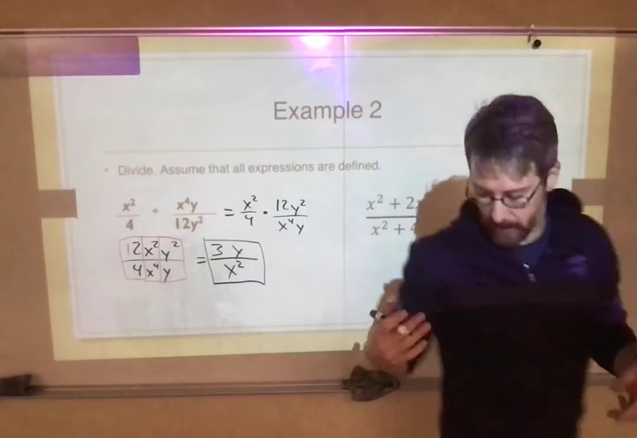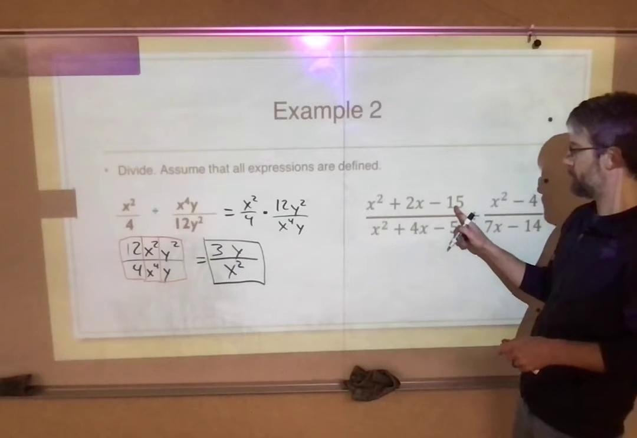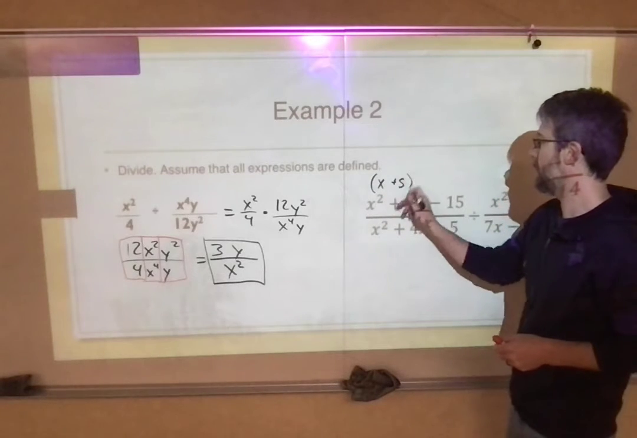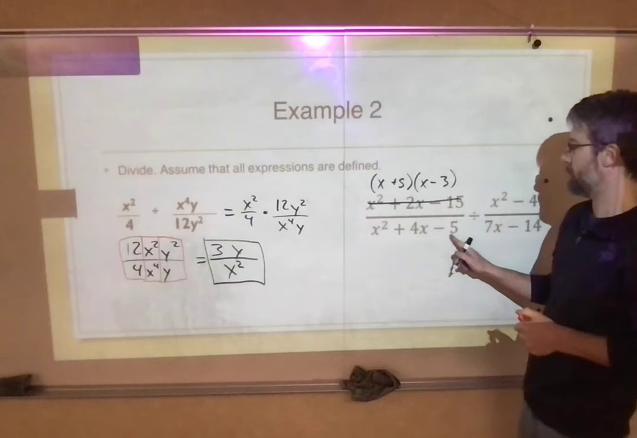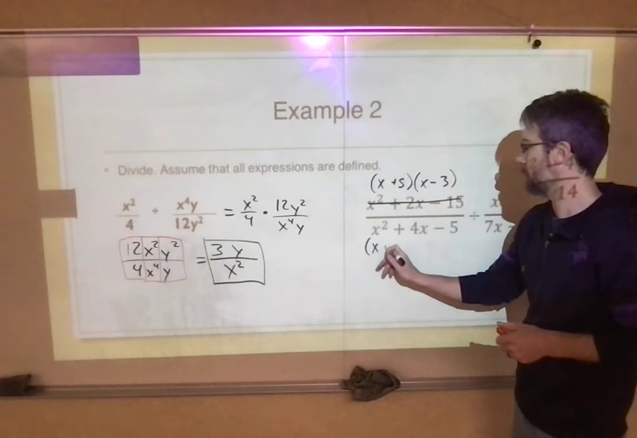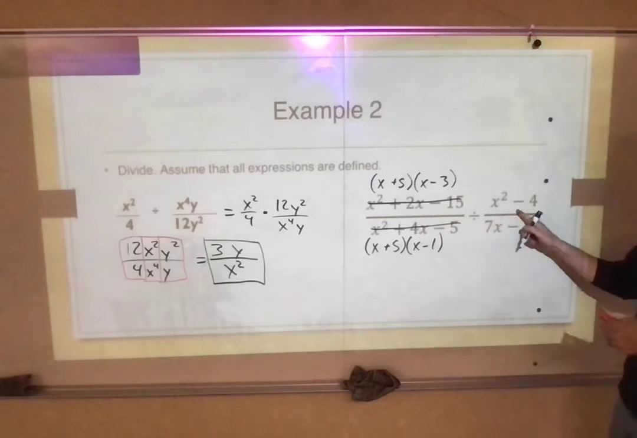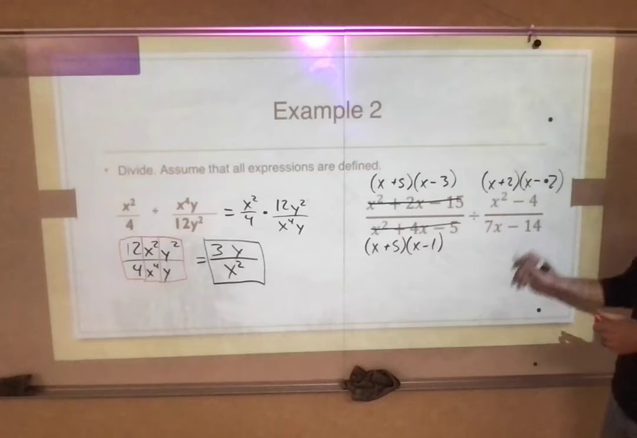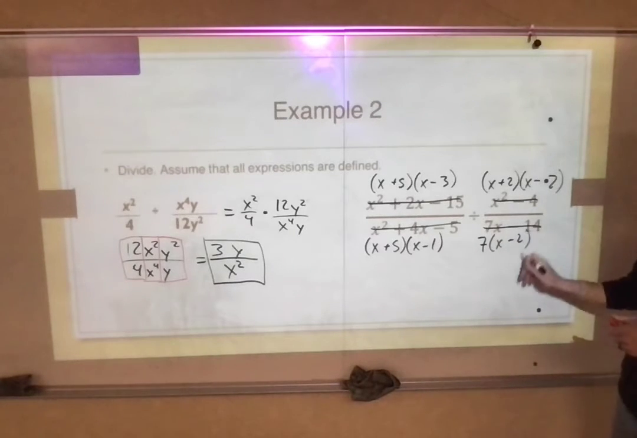All right, one like this. Again, we want to start out just by factoring it. Factor one piece at a time. Two numbers that multiply to negative 15 but add to 2 are going to be plus 5 and minus 3. Two numbers that multiply to negative 5 but add to 4 are going to be plus 5 and minus 1. Difference of squares, plus 2 minus 2. And then GCF. Both 7 and 14 are divisible by 7, so 7 times x minus 2.